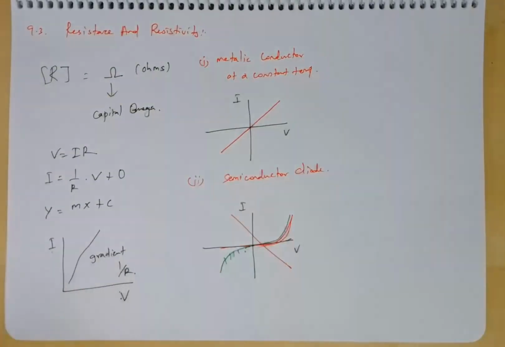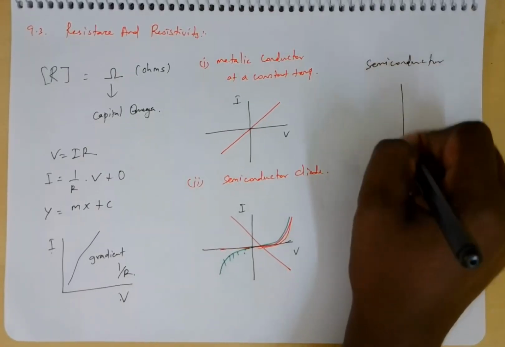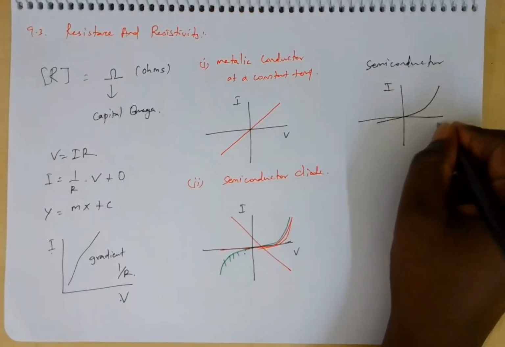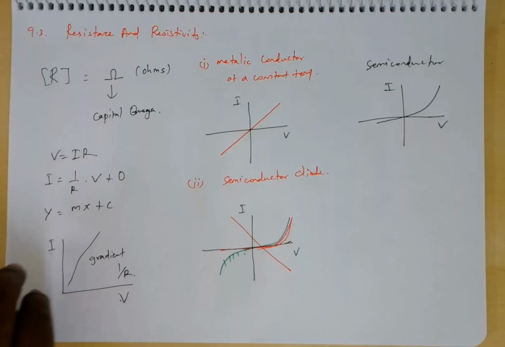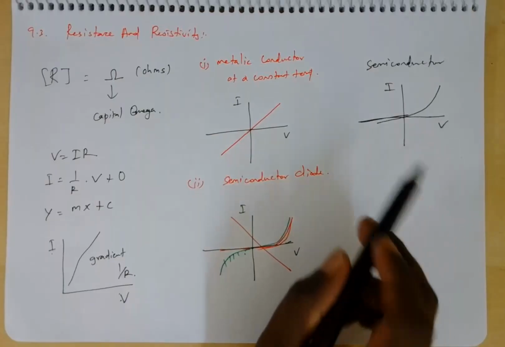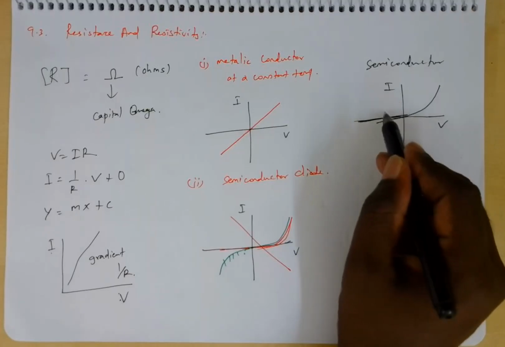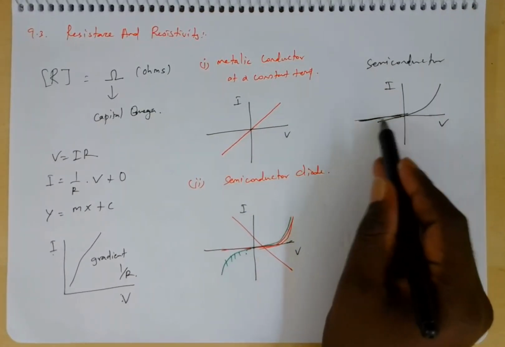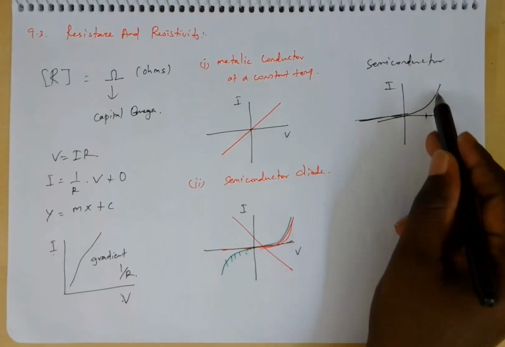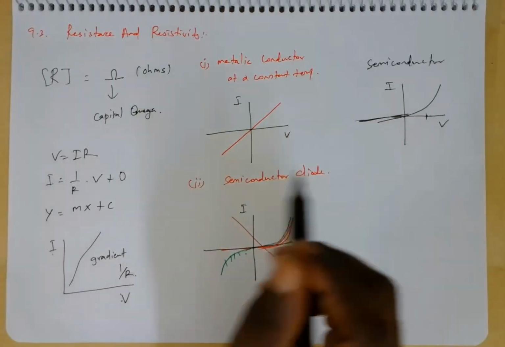Maybe I'll draw one more curve for the semiconductor, something like this. Again, the curve depends on what type of diode it is. But what we understand is it only allows the current in one direction. Even if you apply voltage in the opposite direction, it does not allow current. Can you see the current is zero in the opposite direction? Only if you apply the voltage in the positive direction, the current increases. If you just reverse the polarity, then it will be negative.